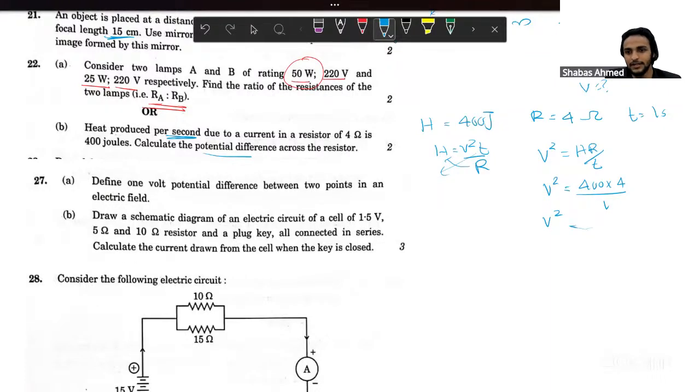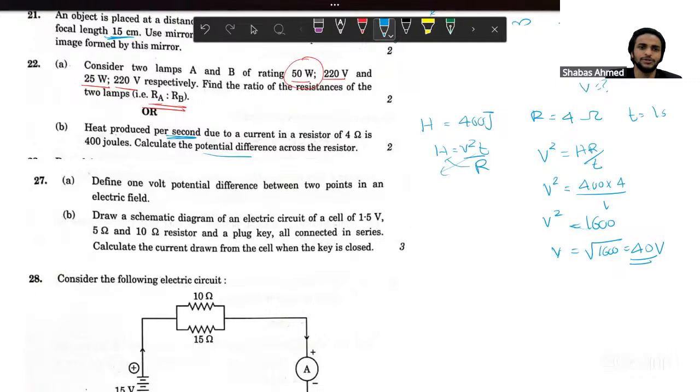So V square is equal to 1600. So V equal to root of 1600, that is equal to, root 16 is 4, so 40 is the answer. So the voltage is equal to 40 volt. Okay, understood. I hope this is clear. So the voltage will be equal to 40 volt.